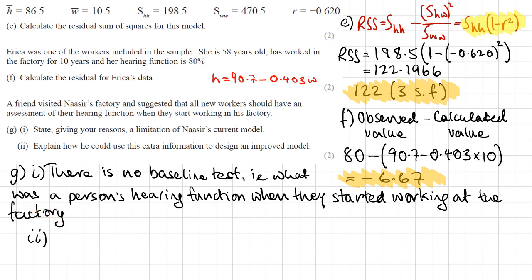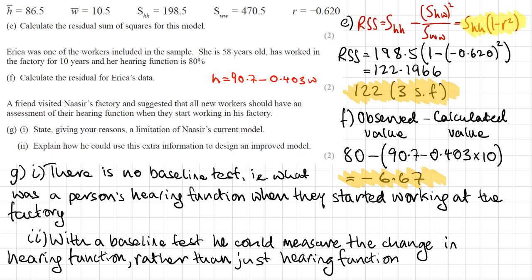And the second part of part G, explain how he could use this extra information to design an improved model. So a possible improved model could be that with a baseline test, he could measure the change in hearing function rather than just the hearing function itself. So looking at the difference in somebody's hearing over a number of years rather than just, well, what is their hearing function? So comparing it with some sort of baseline test, some baseline information.